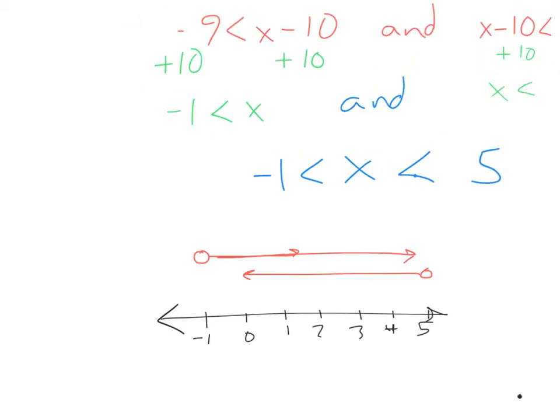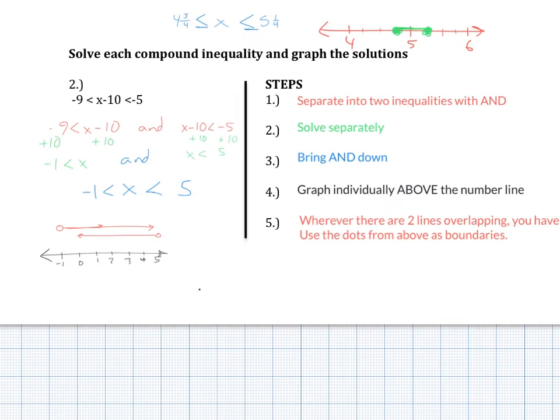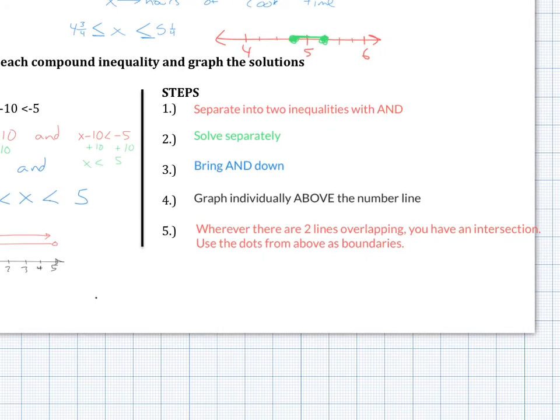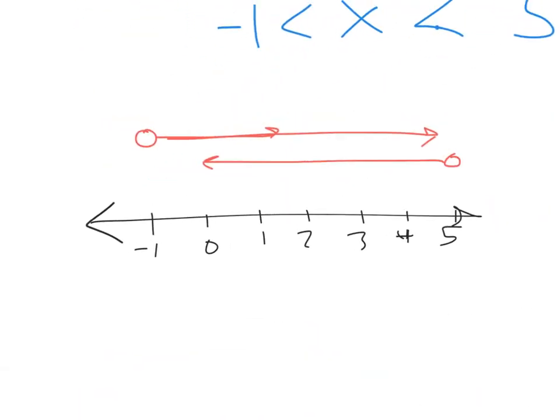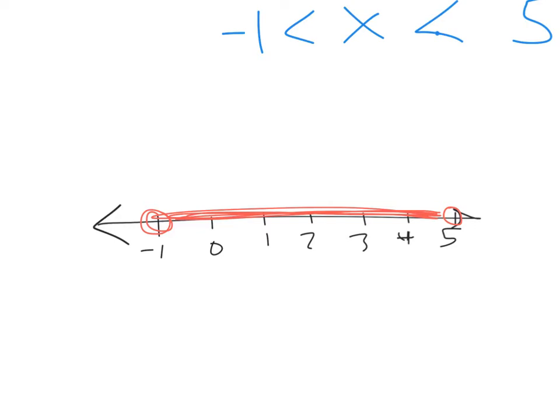Well, the last step is to kind of combine this into one graph. And that says wherever there are two lines overlapping, you have an intersection. And we're going to use the dots above as boundaries. So putting this onto the number line, I've got an open dot at negative 1, and I've got a dot at 5. And notice how these two rays overlap with each other, right? Just like we talked about above. So now we can just color in between, making sure we leave those as open dots. That's our intersection. And then we can just delete all of this stuff, okay? Just to clean it up.